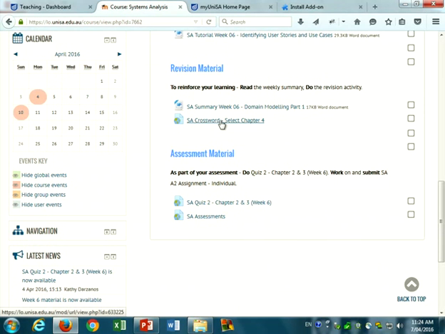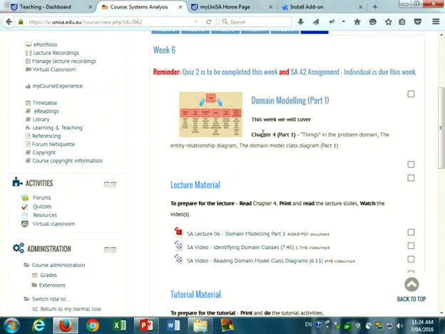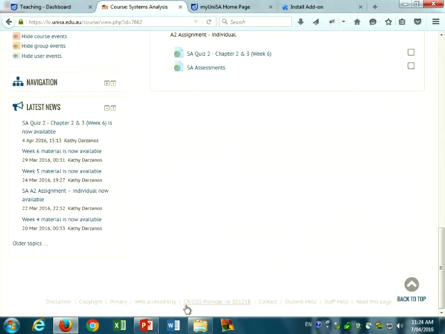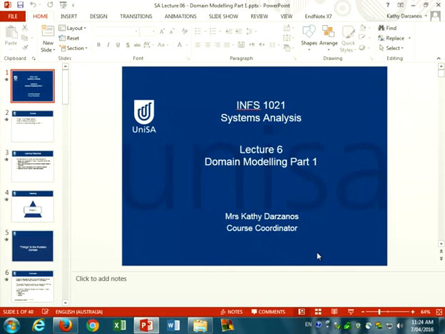Again, I've got a crossword for this week, so please select Chapter 4. We're looking at the first half of domain modelling this week. First week back, we'll continue, and I'll do a bit of a recap on what we've covered today.